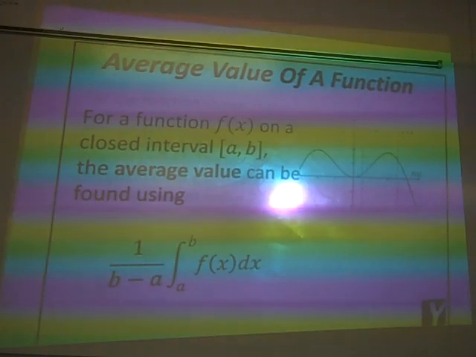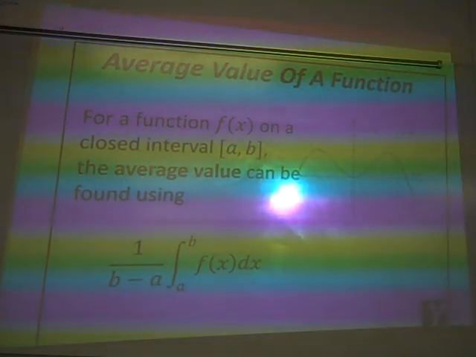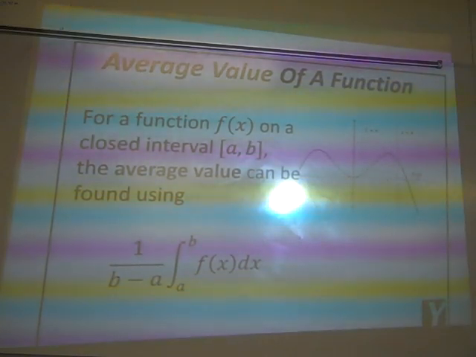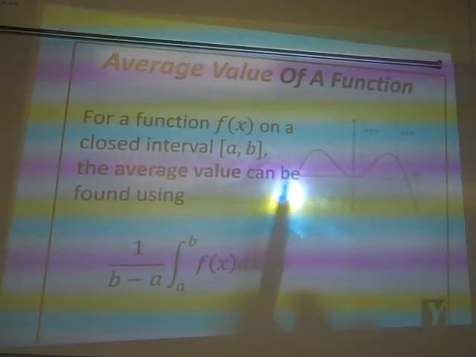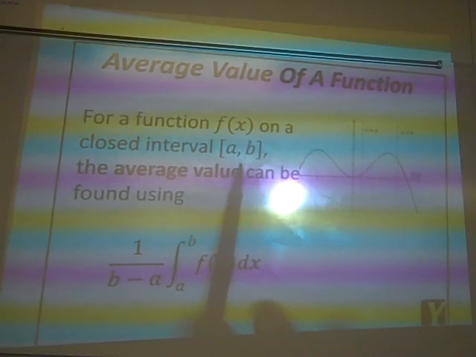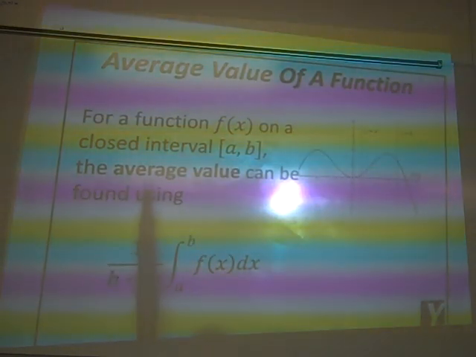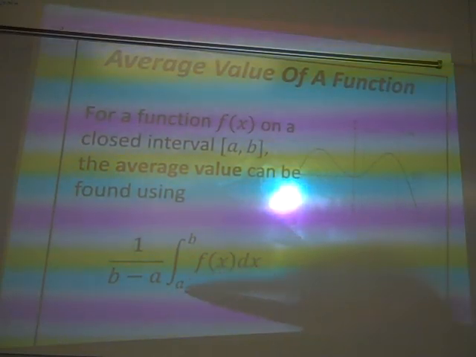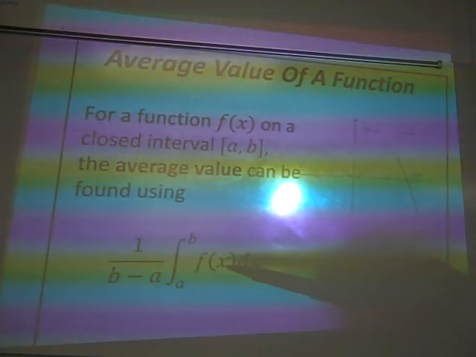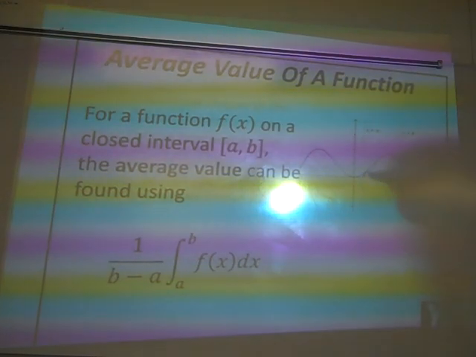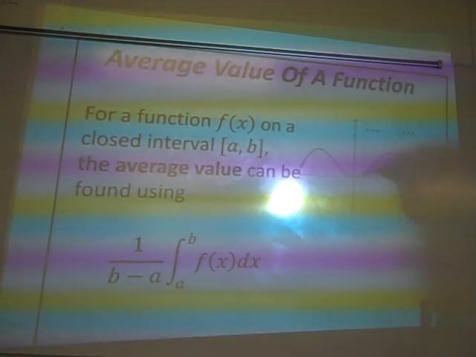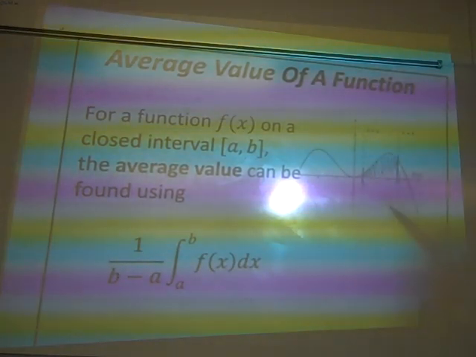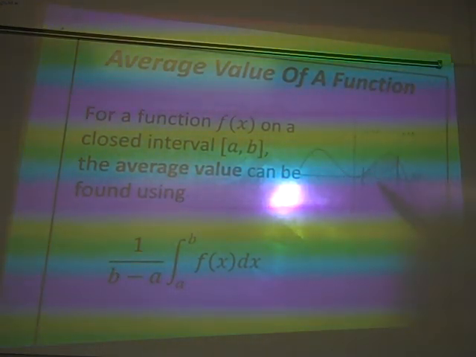So let's get started with the first theorem, the average value of a function. If we have a function on a closed interval, so there's your interval a to b, then the way we find the average value is we find the definite integral from a to b of f of x dx. We understand that to mean the area bounded by the curve f of x from x equals a to x equals b, bounded between the curve and the x-axis.